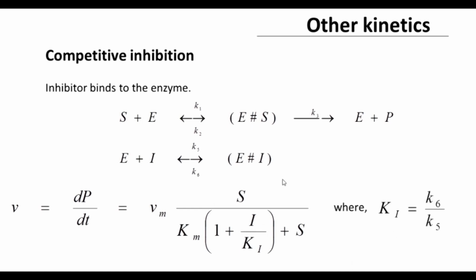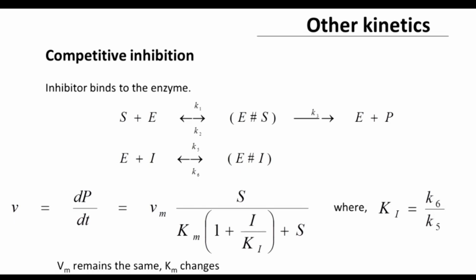The Ki here is nothing but K6, the reverse reaction rate constant, divided by K5, the forward reaction rate constant. As mentioned earlier, Vm remains the same, so Km changes. So if we plot the Lineweaver-Burk plot, then we will get the appropriate things as the slope and appropriate things as the intercept. I'll let you figure that out. In fact, let's assign a problem so that you can figure that out.